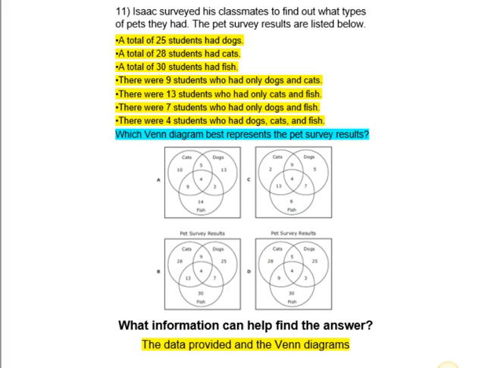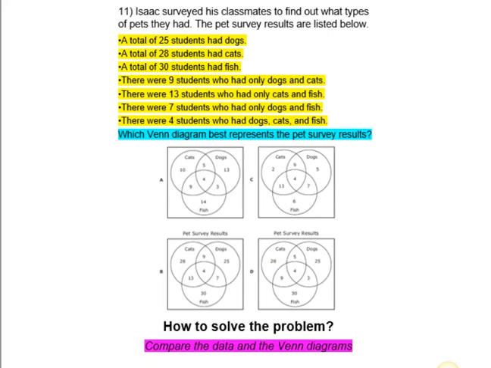Okay, what information can help us find the answer? So remember, looking at the information concerning the dogs, cats, and fish, and also the numbers in the Venn diagram, that is what's going to help us find the answer. And how to solve the problem? Just comparing the data that we have and the Venn diagram. So let's look at it again.